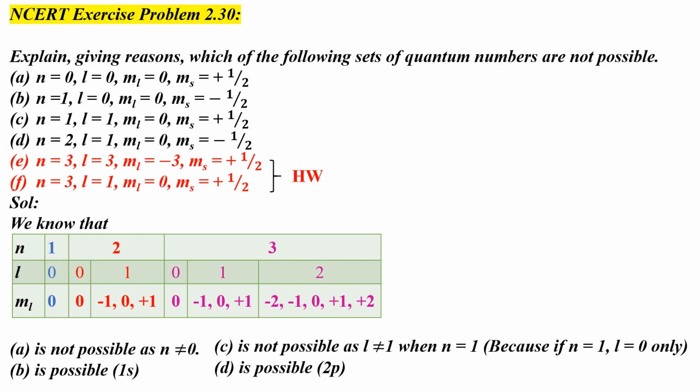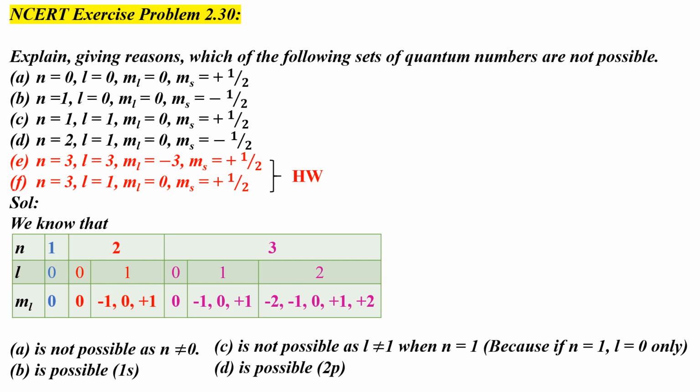Consider the first case. Here n is equal to 0, L equal to 0, ml equal to 0 and ms is equal to plus half. Now look at the value of n. Value of n indicates the shell. In any atom you have shells, first shell, second shell, third shell and so on. Do you have a zero shell? No. So this set of quantum numbers stands cancelled. It's not allowed. It is not possible to have this set of quantum numbers.